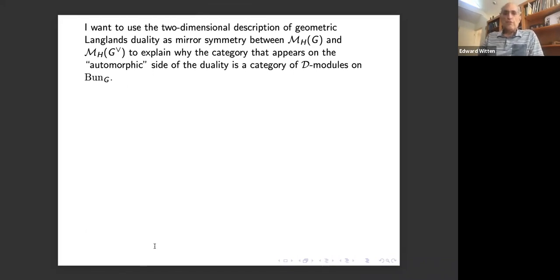Now, geometric Langlands duality on the B model side is usually formulated in terms of this Higgs bundle moduli space, viewed as the space of complex flat bundles. But on the A model side, it's not usually formulated in terms of Higgs bundles. It's usually formulated in terms of what are called D modules on Bun G. So I want to explain why something on the Higgs bundle moduli space is related to D modules on Bun G. And this will be something in the A model of the Higgs bundle moduli space.